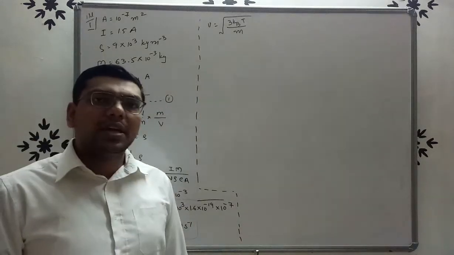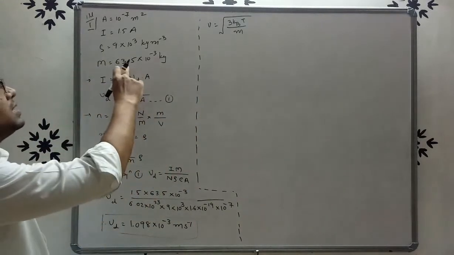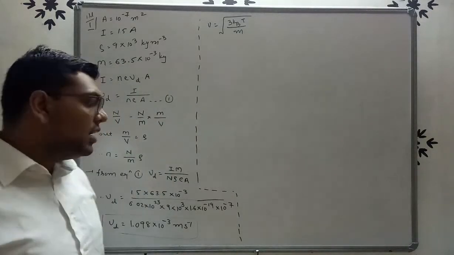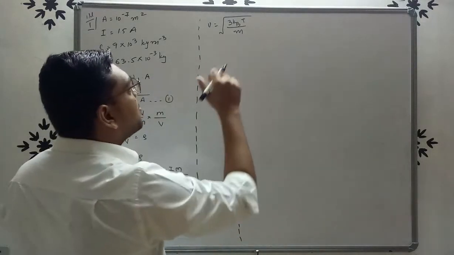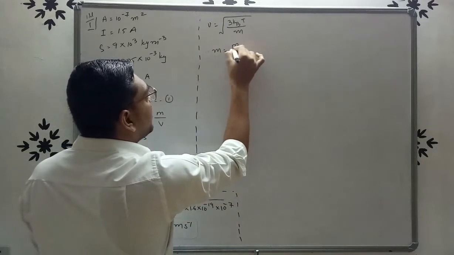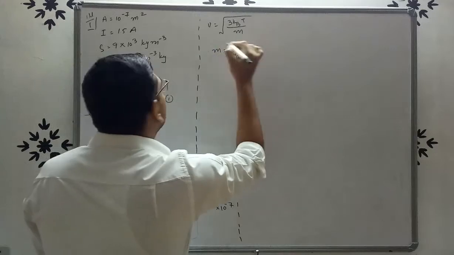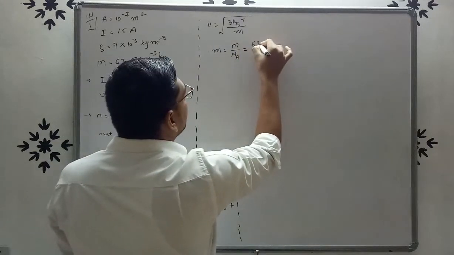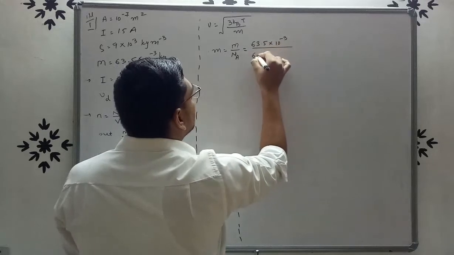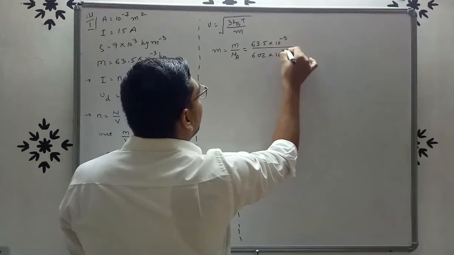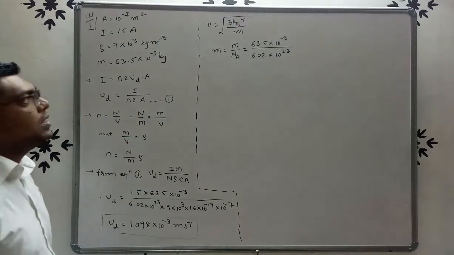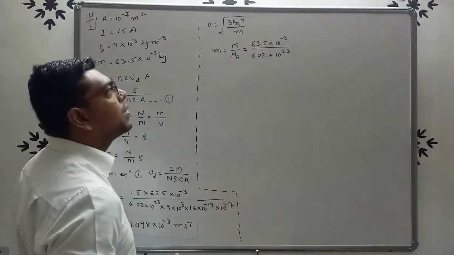So here the total mass is given, 63.5 into 10 raised to minus 3, but here we have to find out the mass of a single atom. So small m is equal to capital M by Na. So here m is 63.5 into 10 raised to minus 3 divided by Na, 6.02 into 10 raised to 23. This is as it is, right? So here we know the value of small m.